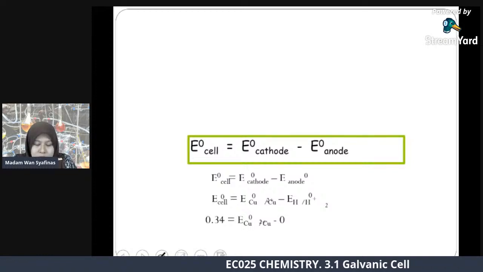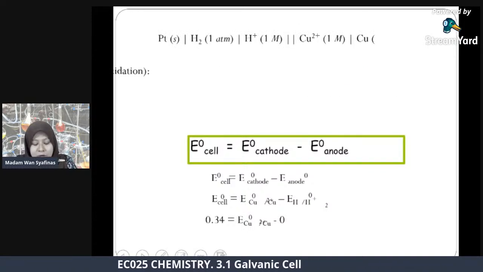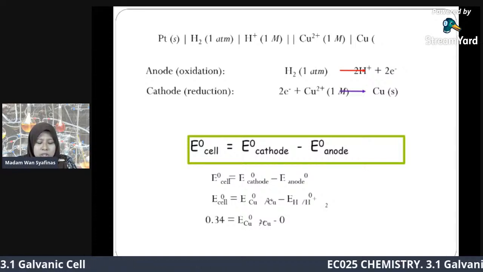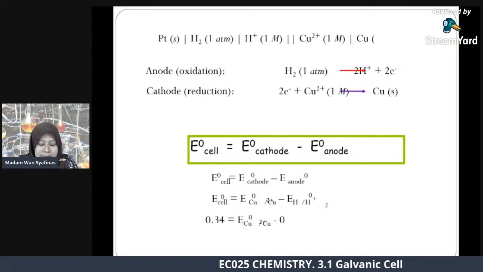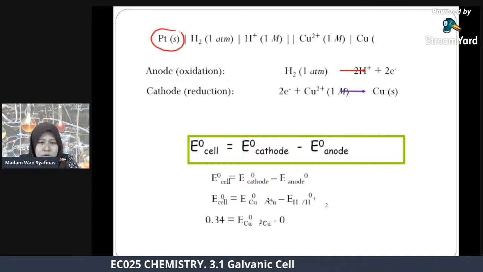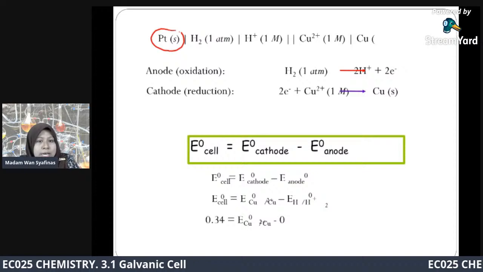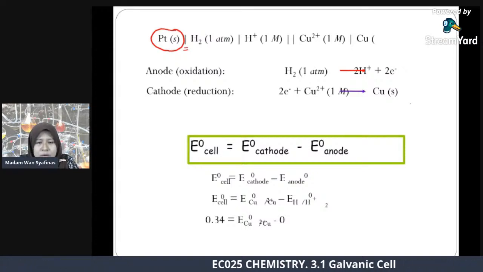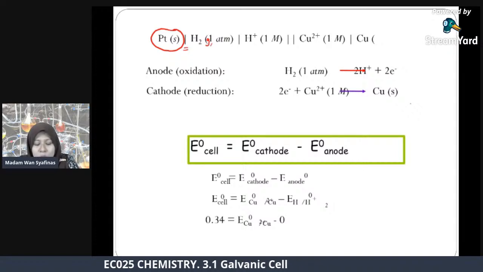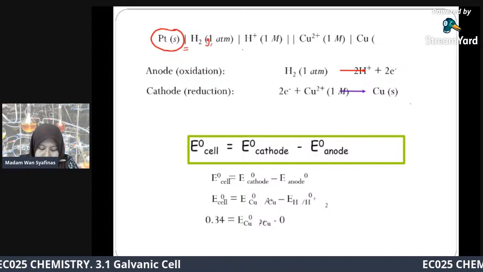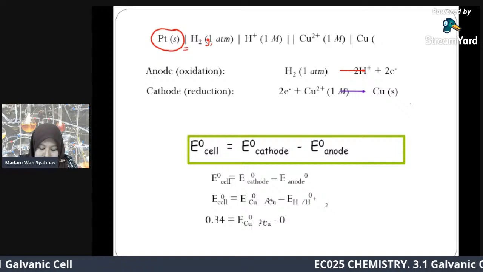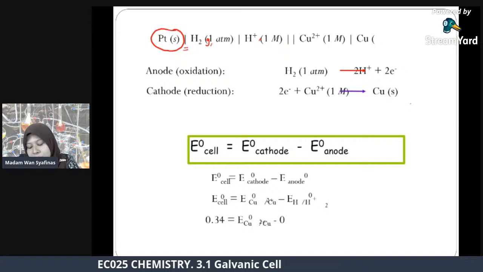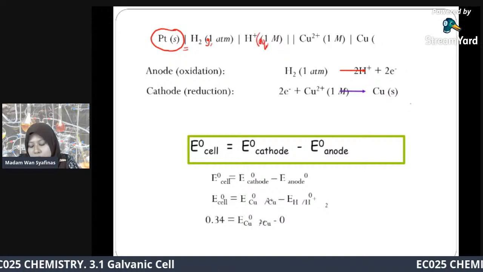So untuk cell notation, bila SHE tu bertindak sebagai anode, kita akan start dengan platinum solid. Dia punya inner electrode akan start dulu. Okay, then kita ada phase boundary. So kita ada hydrogen, H2 gas, kena ada fasa dia, gas, 1 atm. Kita ada phase boundary, kita ada H plus equals 1 molar. Then kita ada salt bridge, kita ada copper 2 plus equals 1 molar and copper solid.